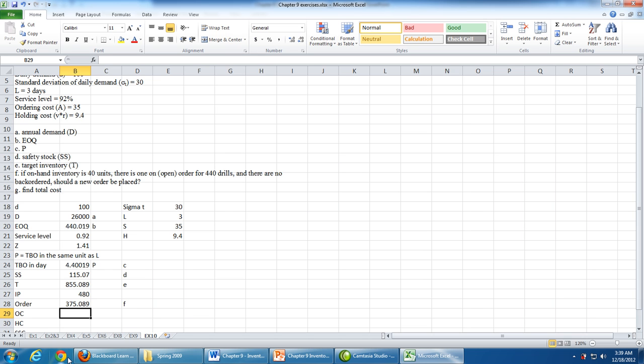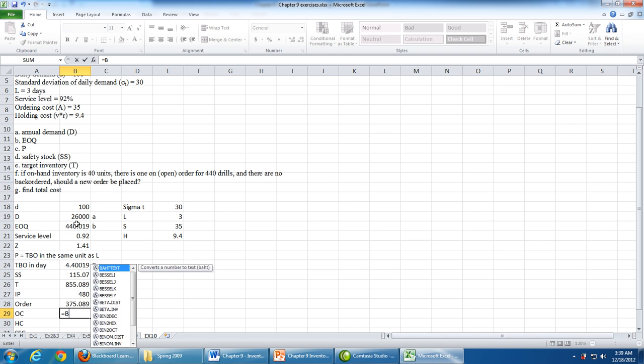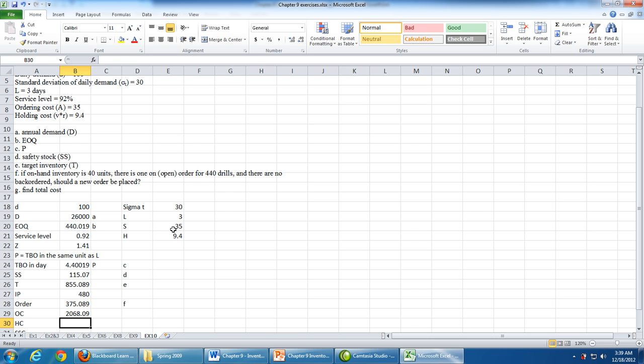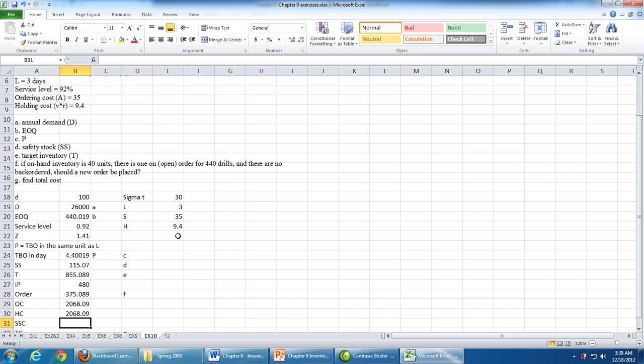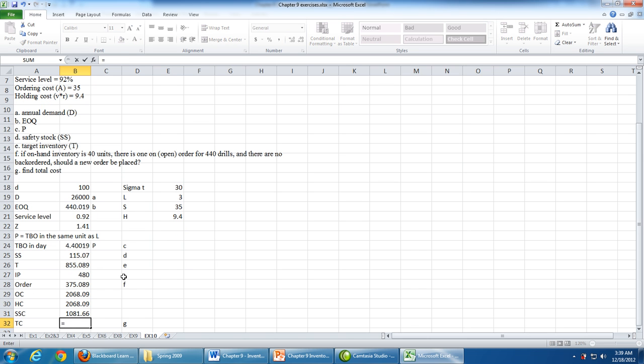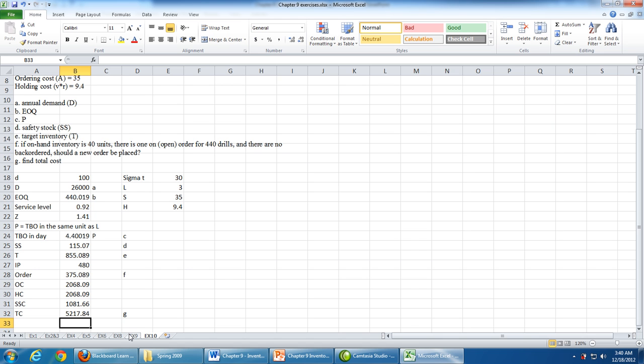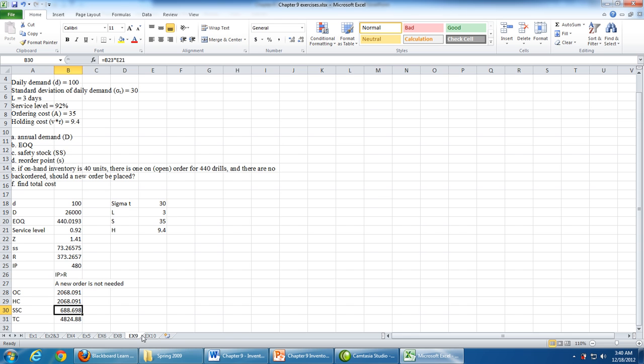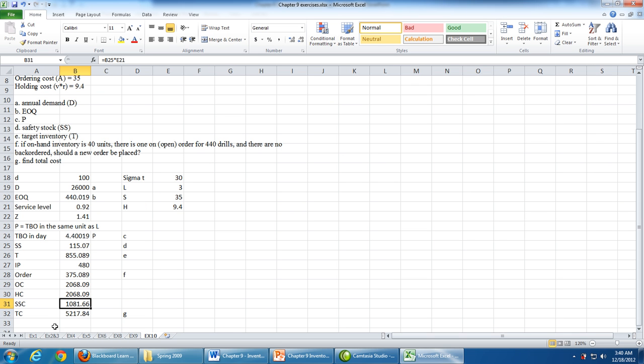The ordering cost equals D divided by Q times S. Holding cost equals Q divided by 2 times H. Safety stock cost equals safety stock times H. Total cost will be the sum of these three. By simple comparison between these two models, the safety stock cost of the P system is larger than the Q system, thus the total cost of the P system is higher than the Q system.